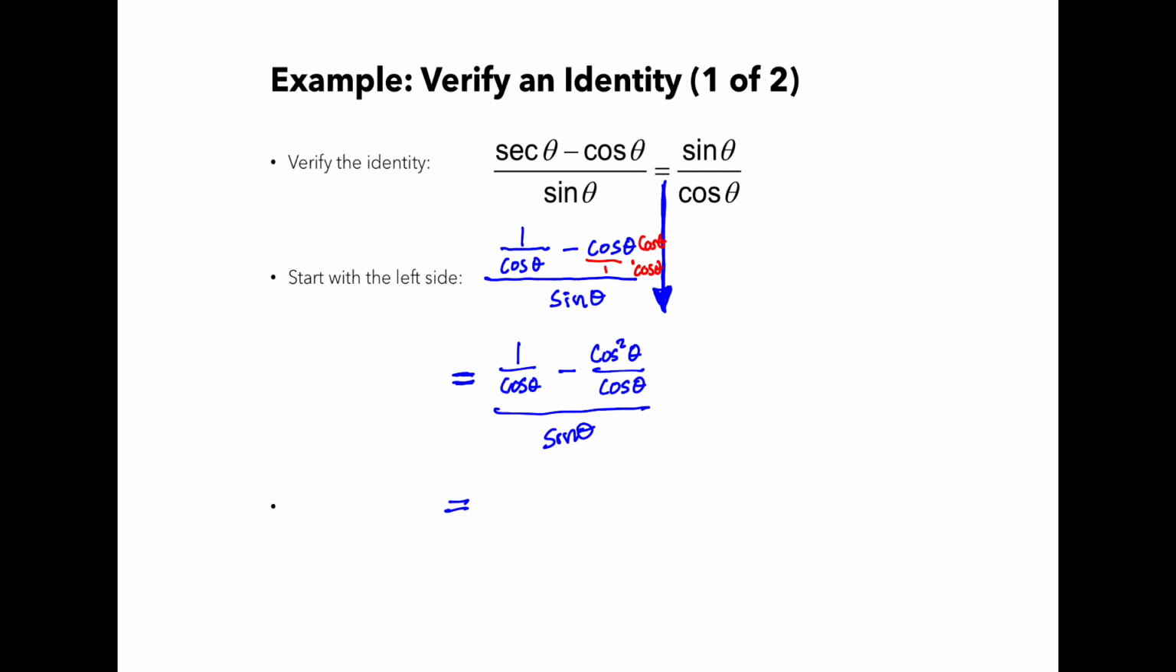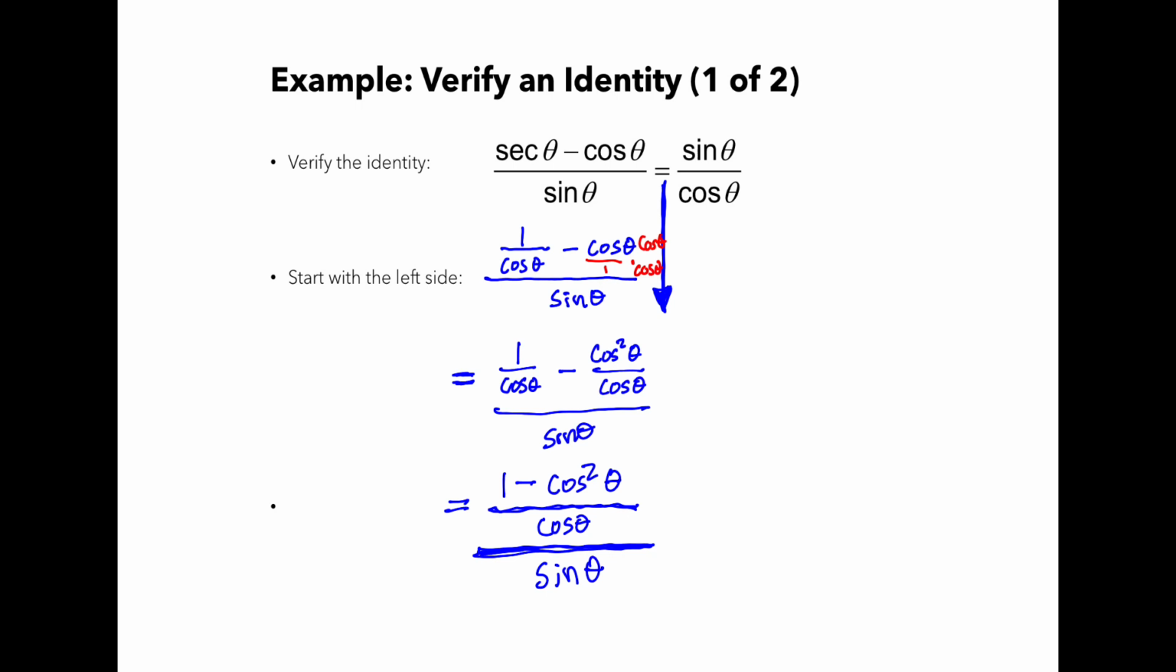We can combine those together. That gives me 1 minus cosine squared theta over cosine theta. The top part there is written as a single fraction now. And what I have on the bottom is sine theta. So remember, I wrote these two fractions as one fraction. The fractions within fractions can start to look complicated, so you want to keep this going. Remember to look back and think, have I forgotten anything about what I had there?